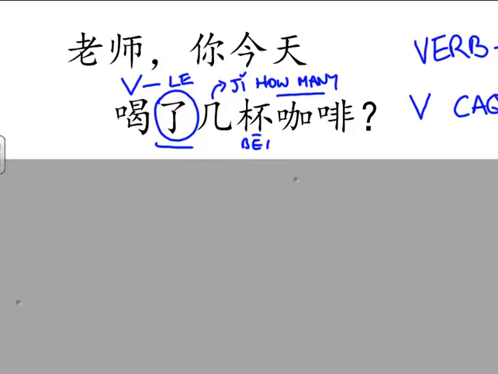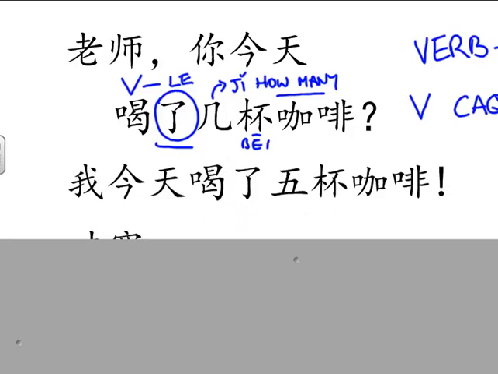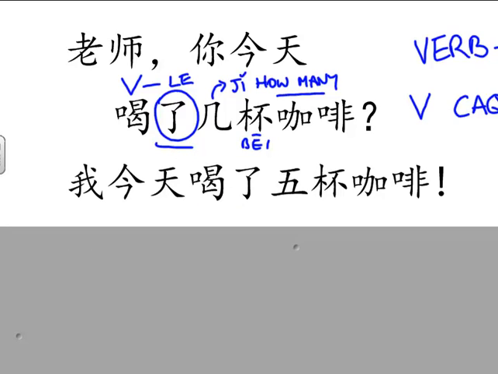And here's how I might answer. 我今天喝了5杯咖啡. I've had 5 cups of coffee. And notice the le still goes in the same position. We have verb le here, and then we have a quantity. And in this case, the quantity is a number plus a measure word, which is bei here, plus an object.